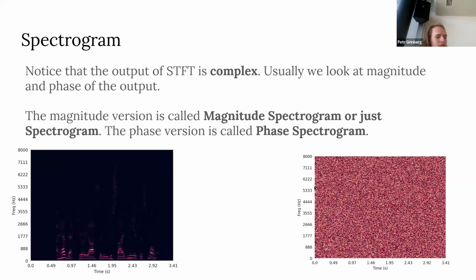What's phase? If you have a complex value, like this, in Euler's form, this is your magnitude, and this is your phase.